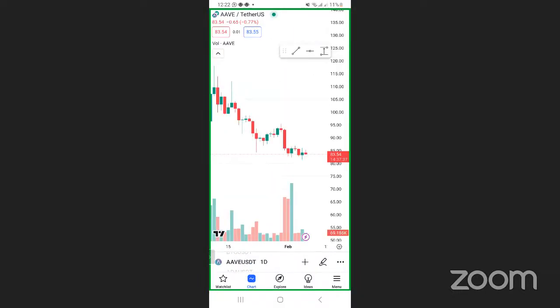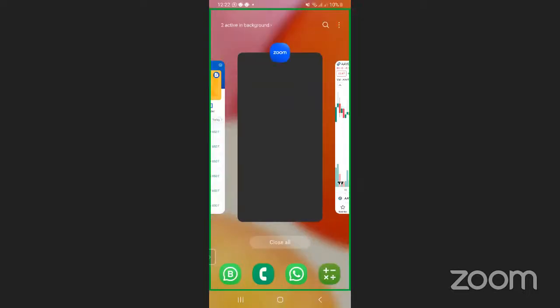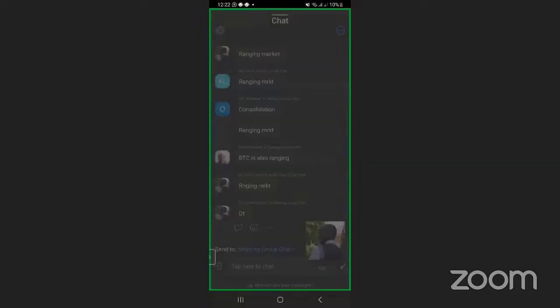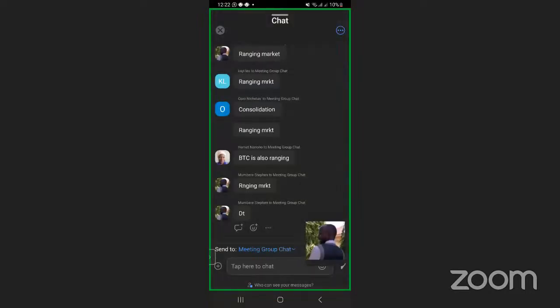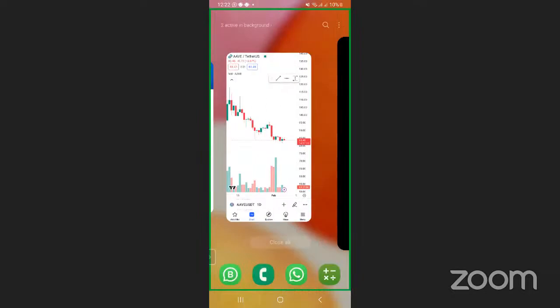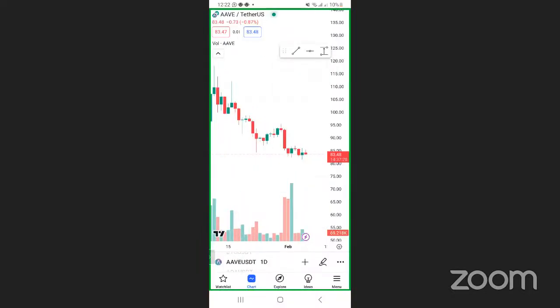When you look at this chart, what's happening? Is it going up? Is it going down? No, it's ranging. I'm seeing the coin. It's going down. Going down, so it's downtrending.